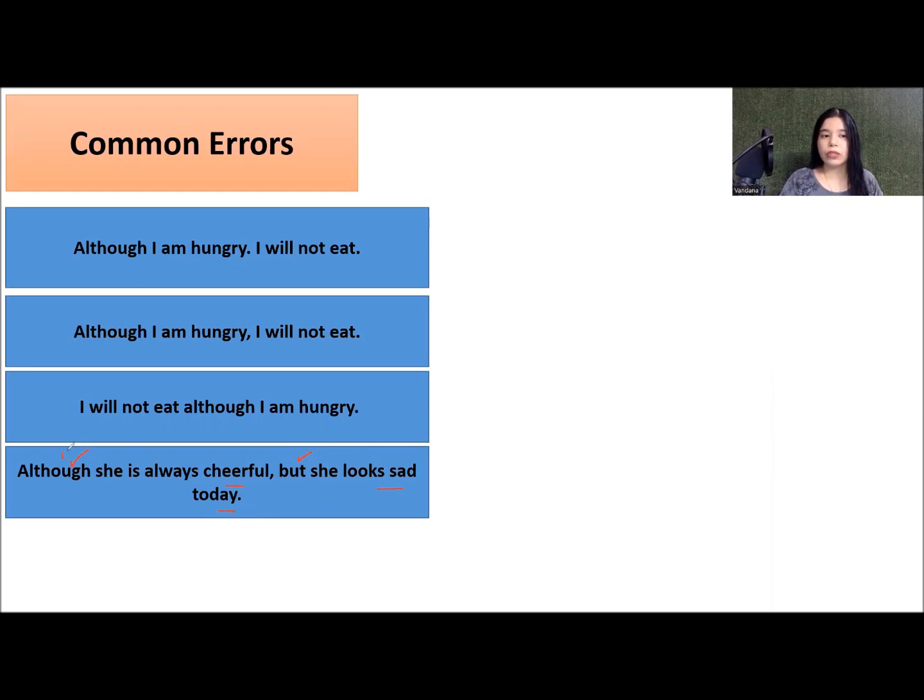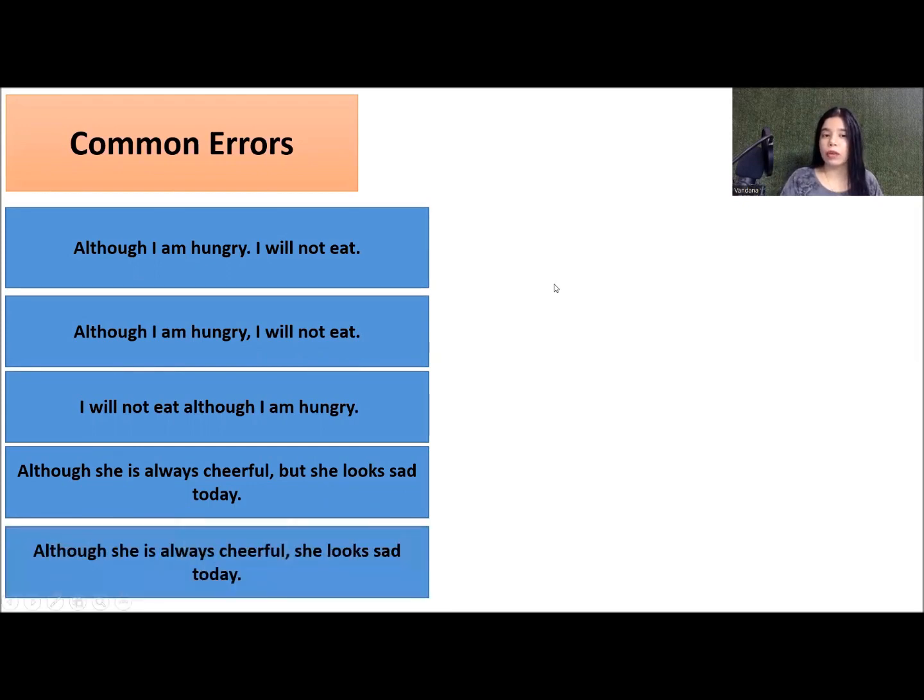We cannot use two conjunctions together to join two sentences. In order to join two sentences, we need only one conjunction. However, in this case, we have two conjunctions. One is although, another is but, which is making this sentence totally incorrect. How can we rectify this? We can rectify this by saying, although she is always cheerful, she looks sad today.